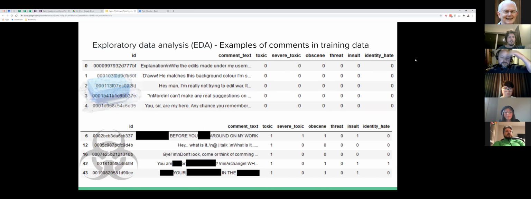So this is the beginning of my exploratory data analysis. I've just got some examples of the comments in the training data, in two groups of 5. The ones on the top are the clean ones, the ones that don't have any tags related to toxicity. The ones on the bottom are the ones that were tagged with some kind of toxicity. You can see that I've had to cover up some of the words because they were definitely too offensive to have in a public presentation.